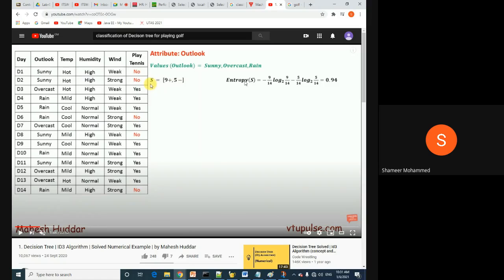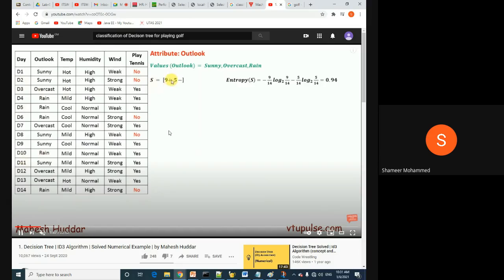So there is a formula here called entropy: minus 9 by the total 14, log of 9 by 14 to the base 2, minus 5 by 14 log 5 by 14 to the base 2. When you calculate, this is the value you get for outlook.